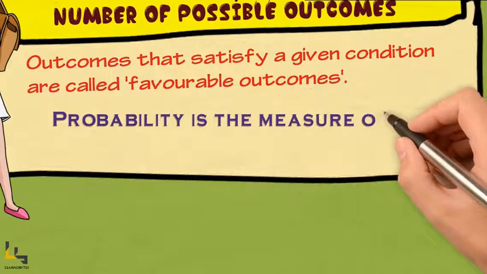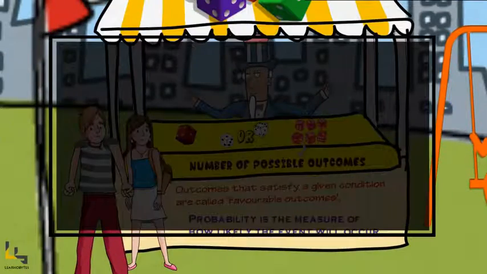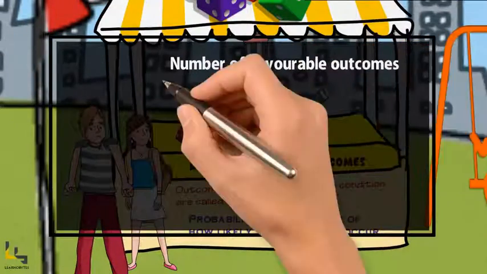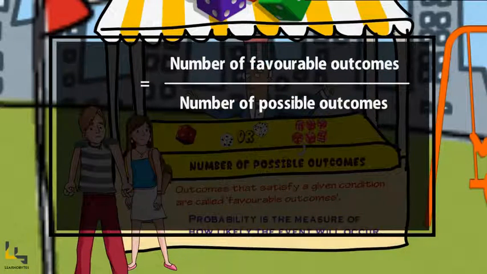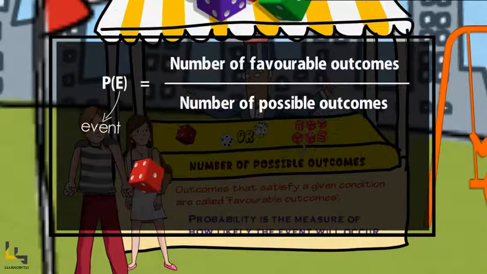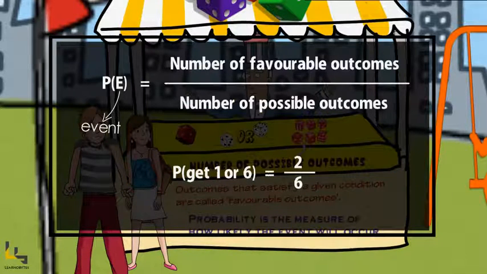Probability is the measure of how likely the event will occur. It is calculated by dividing the number of favorable outcomes by the number of possible outcomes and is represented as P followed by E in brackets, where E is the event. So, the probability of getting a 1 or 6 when rolling the die will be 2 by 6, as the number of favorable outcomes is 2 and number of total outcomes is 6.